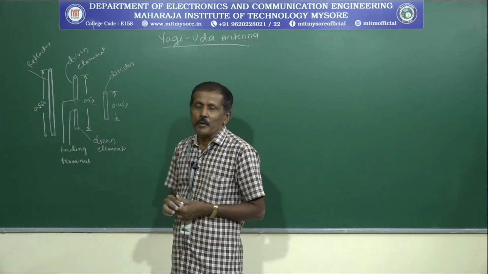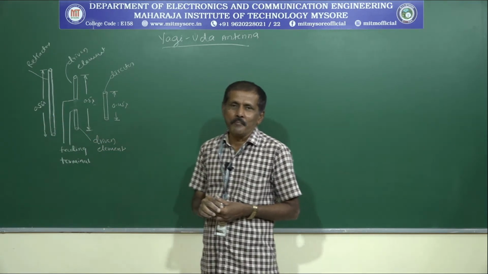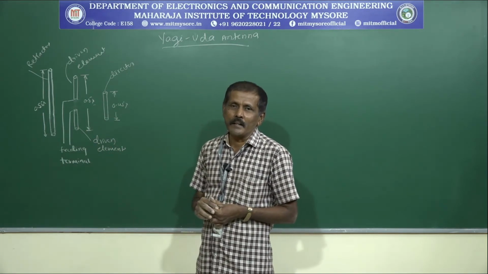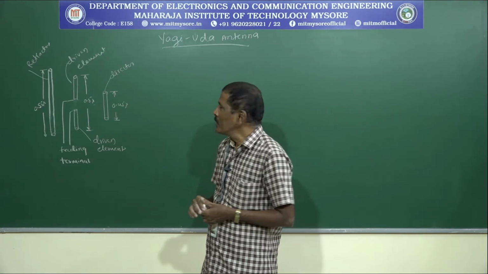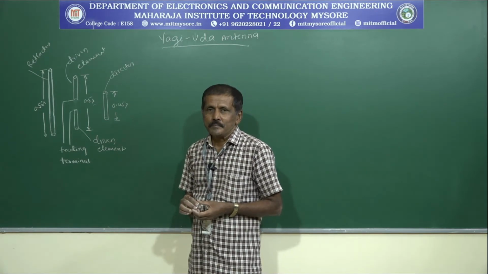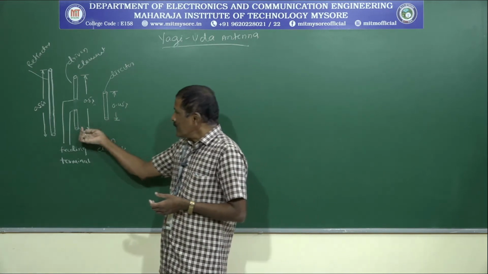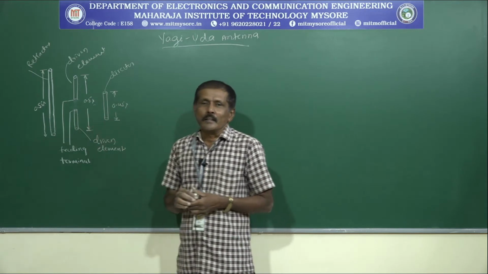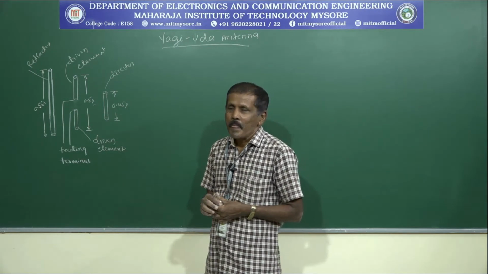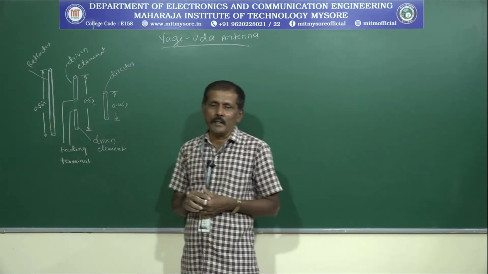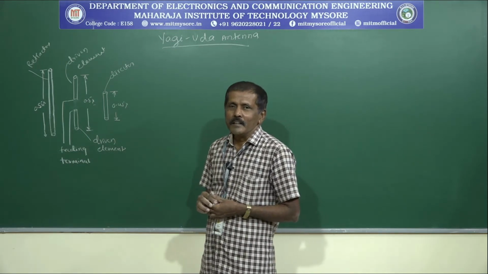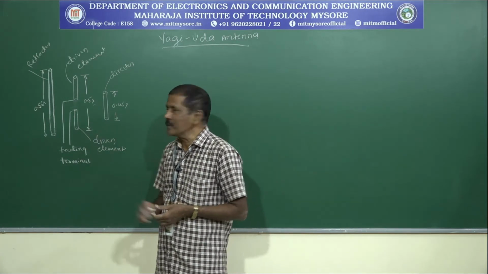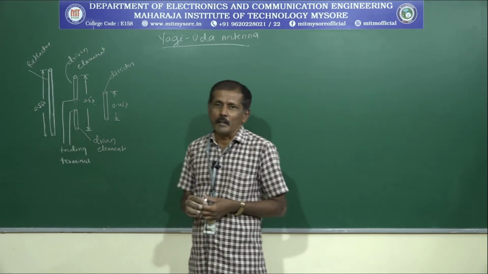So, that value is equal to 0.55 lambda, and the spacing between the various elements of the antenna varies between 0.1 lambda to 0.3 lambda. Whenever these parasitic elements are added, the input impedance decreases, and the lambda by 2 element is used to increase the input impedance because of the decrease in the input impedance by these parasitic elements.